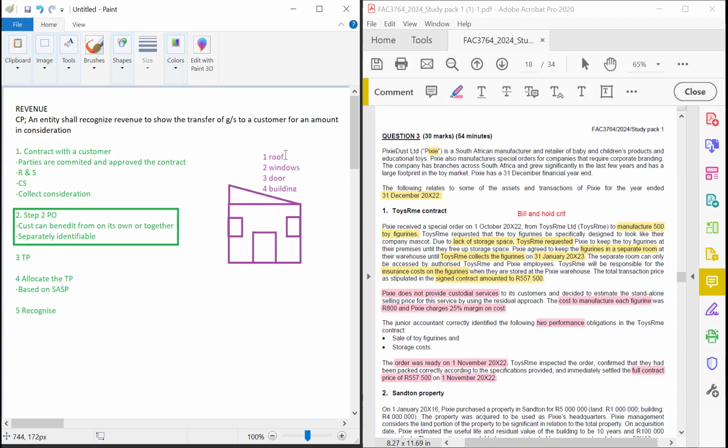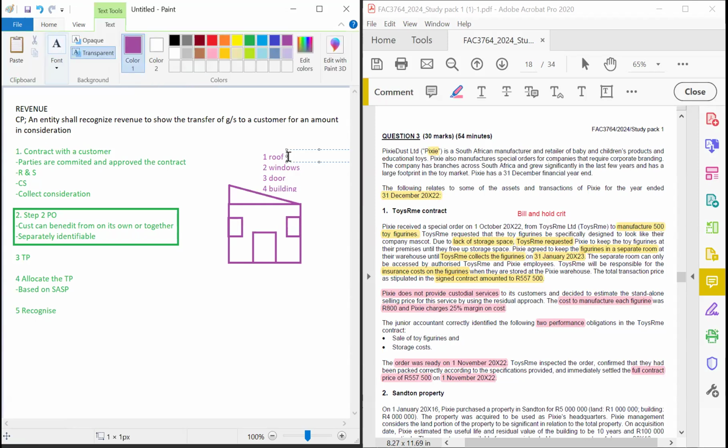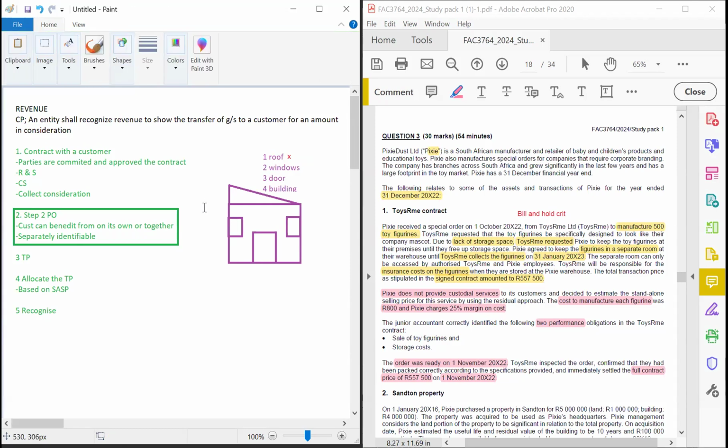So is the roof separately identifiable, right? Meaning that it is not combined to form an output, it is not modified, and it is not interdependent. So now the roof is not a separate performance obligation. Why? Because it is not separately identifiable.